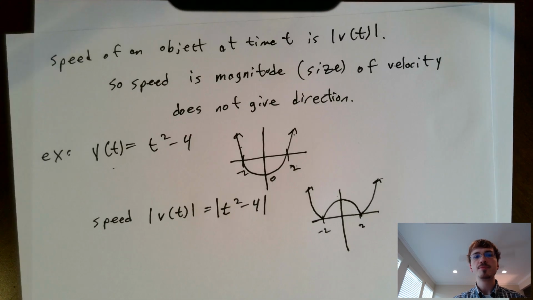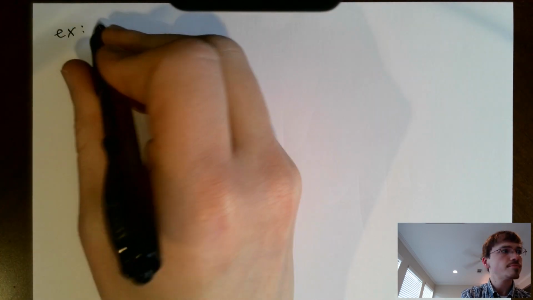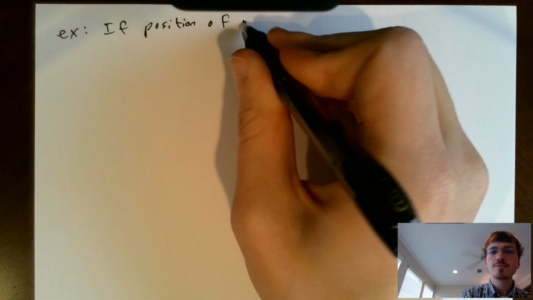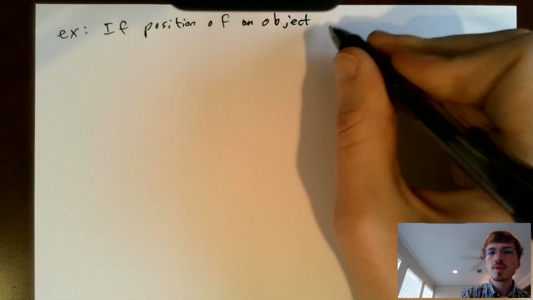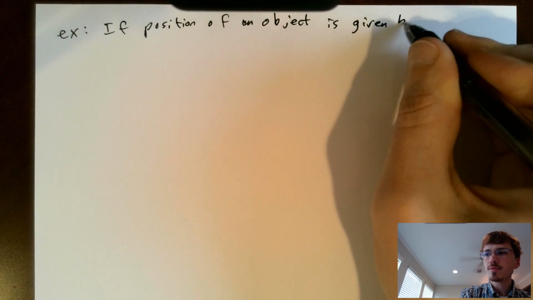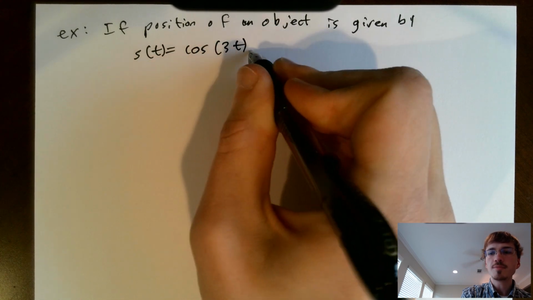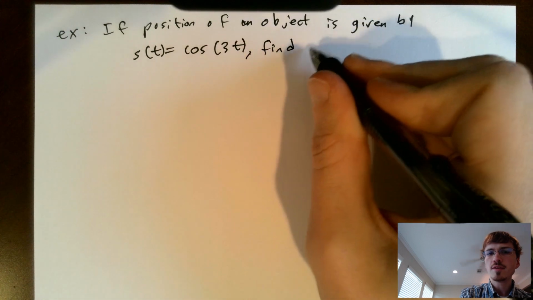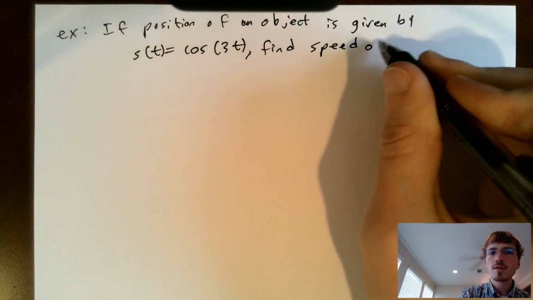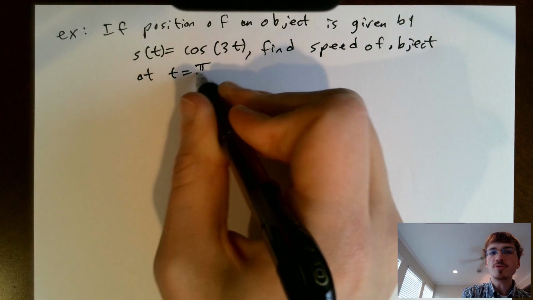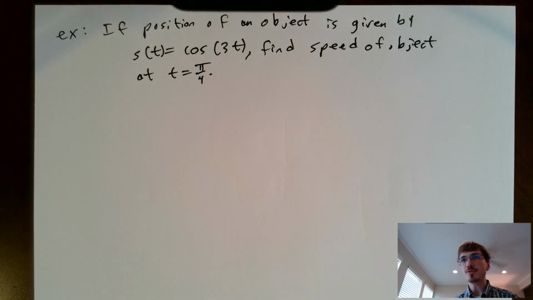Let's do another example. If the position of an object is given by s of t equals cosine of 3t, find the speed of the object at time t equals pi divided by 4. Pause the video. Try to see if you can do this yourself.